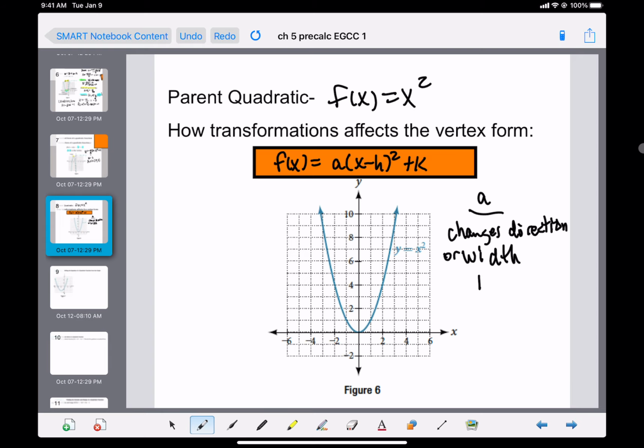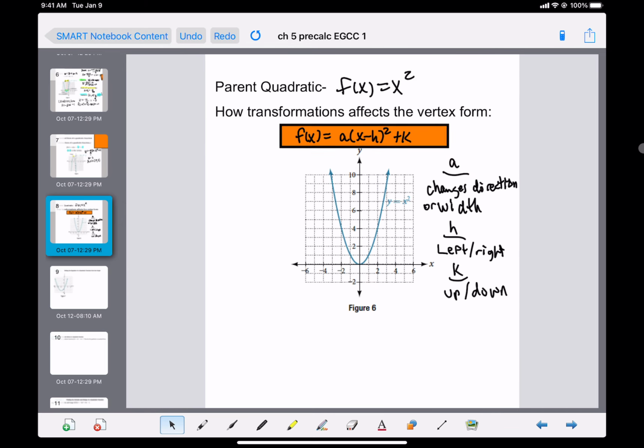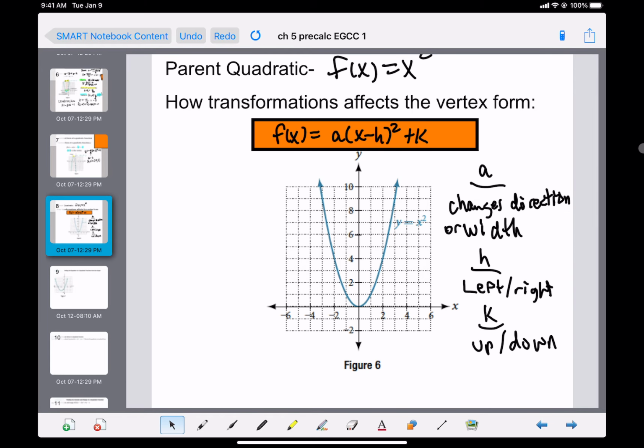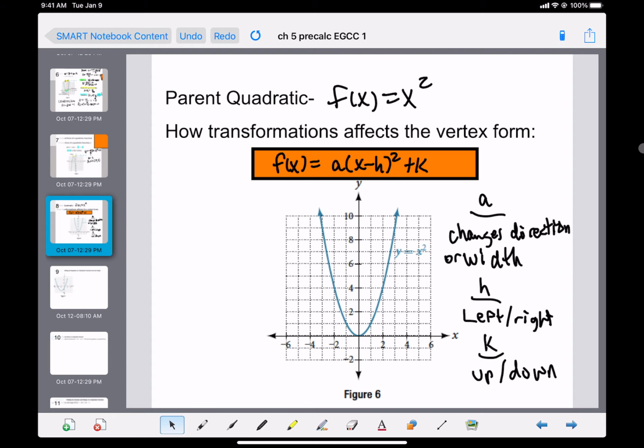The h moves it left or right. We know that because it's on the inside by the x. The k moves it up or down. We know that because it's on the outside. So the a can change the direction of the graph or the width, and the h can make it go left or right. The k will make it move up or down.